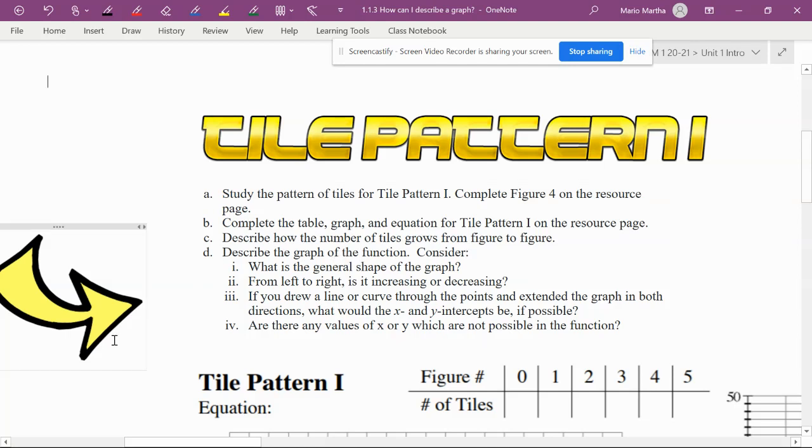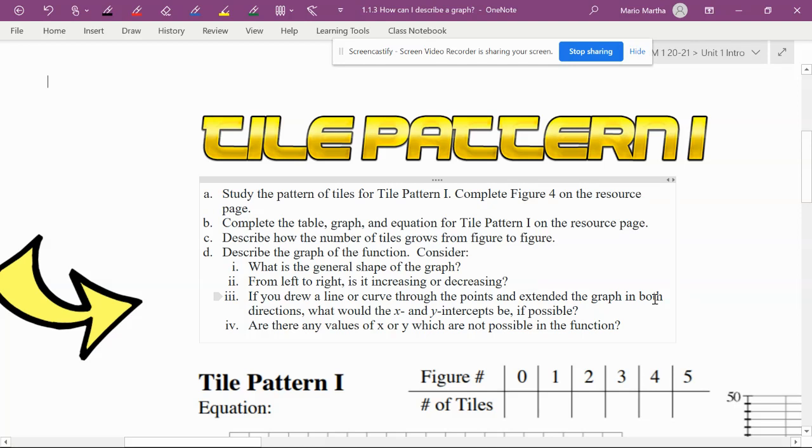When you're describing the graph of the function, consider the following things. What is the general shape of the graph? Is it a straight line? Is it a curve? From left to right, is it increasing or decreasing? Is the graph going up or going down? Or is it going up to a certain value, and then it stops and from there on it goes down? If you drew a line or a curve through the points and extended the graph in both directions, what would the x- and y-intercepts be, if possible?